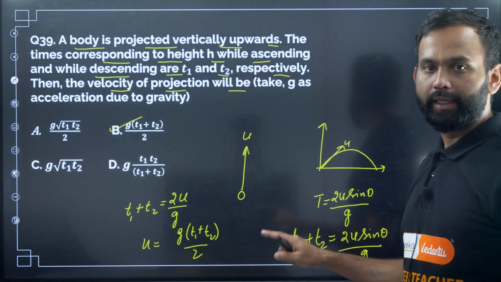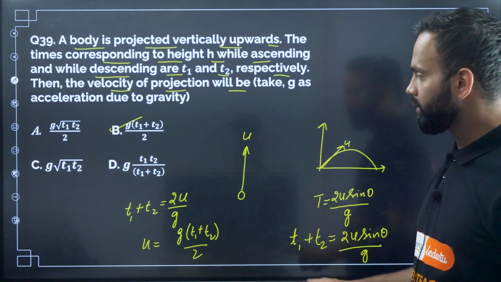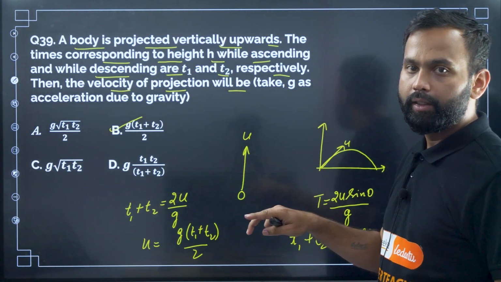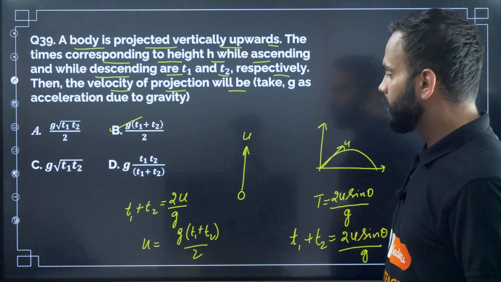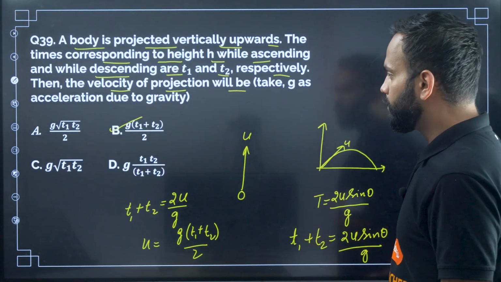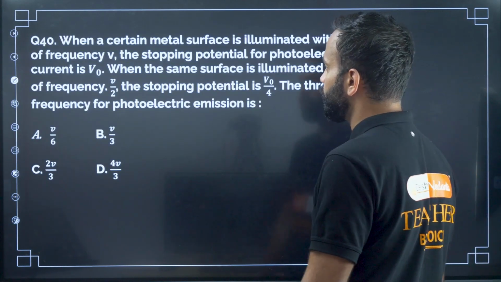Otherwise you have to apply the second equation of motion, and from there find t. You will get a quadratic equation, then you will get two t values, t1 and t2. Then you take t1 plus t2, the total time.